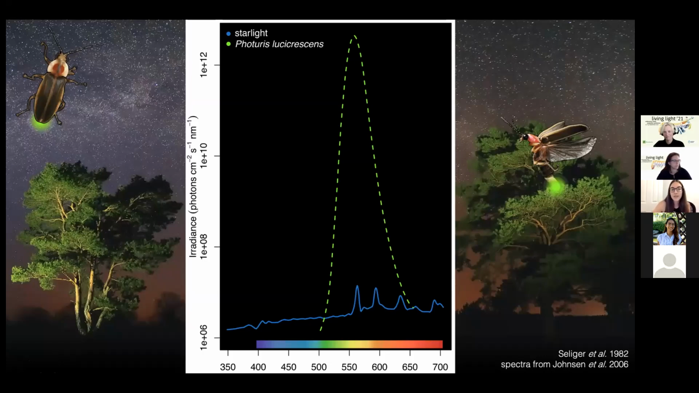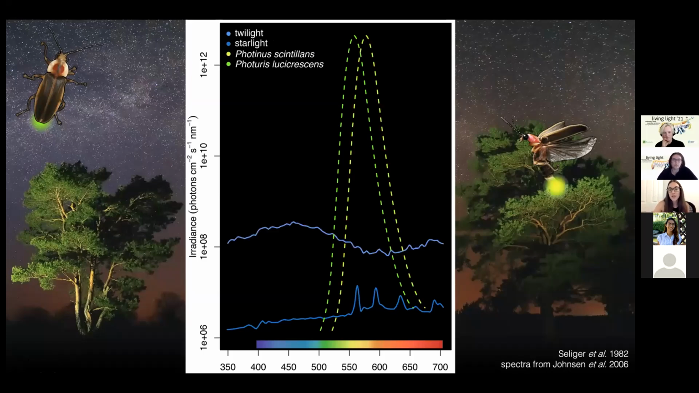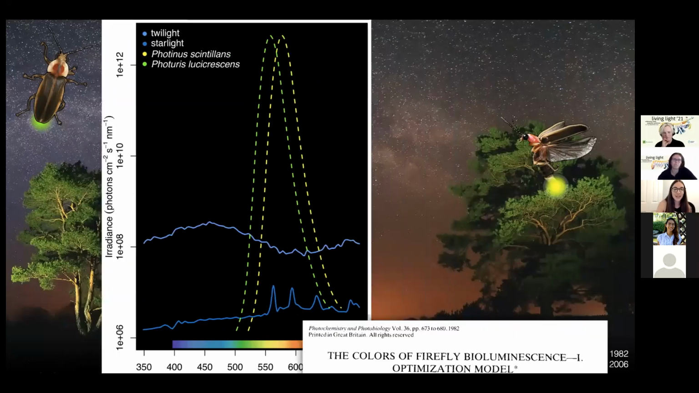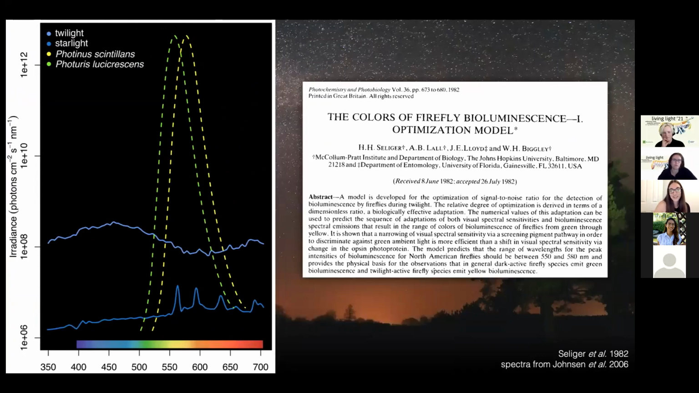And they were then faced with a bit of a visual ecology conundrum, which is green flashes don't show up super well against green trees and leaves and what have you. And so they shifted the color of their flashes to yellow to maximize their contrast against the green of leaves and the bluish light of twilight. So this is the basics of Seliger et al.'s model for the optimization of signal to noise ratio for the detection of bioluminescence by fireflies during twilight, which is actually a really great read. I recommend it to all of you.